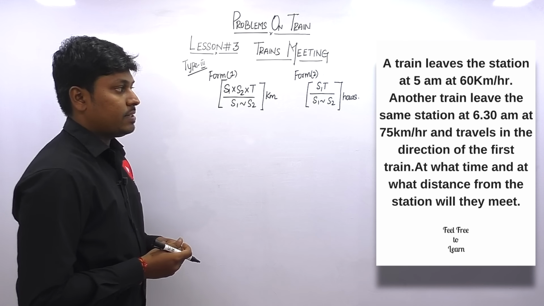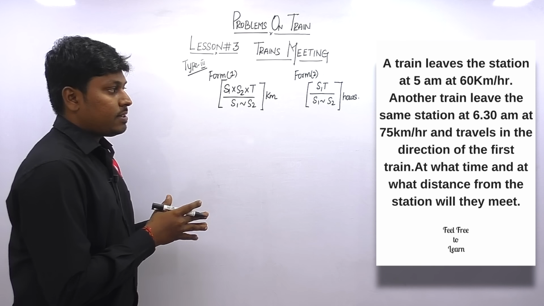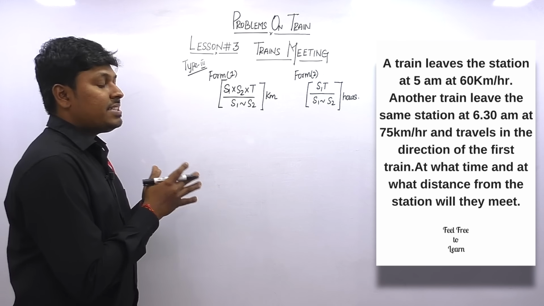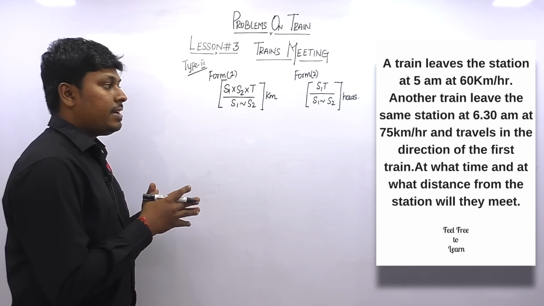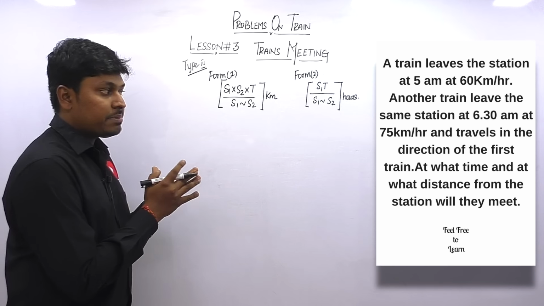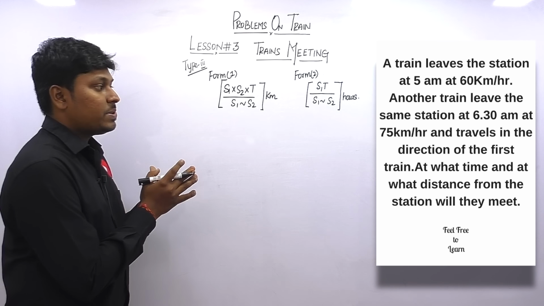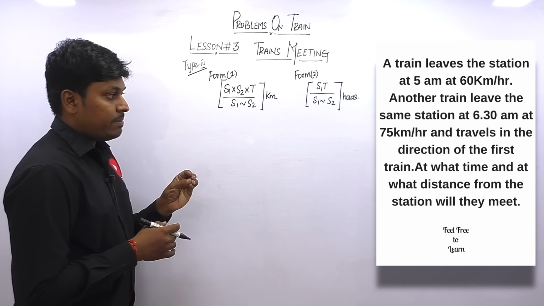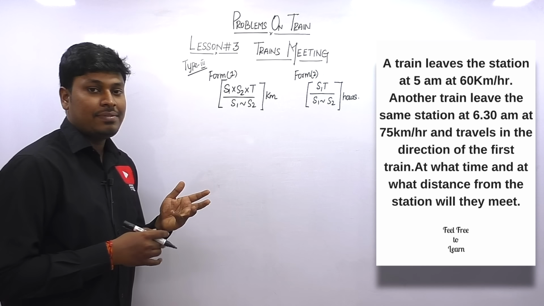Last, fifth question. A train leaves the station at 5 a.m. at 60 km per hour. Another train leaves the same station at 6:30 a.m. at 75 km per hour and travels in the direction of the first train. At what time, and at what distance from the station, will they meet?